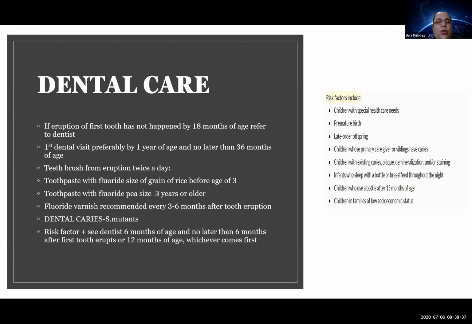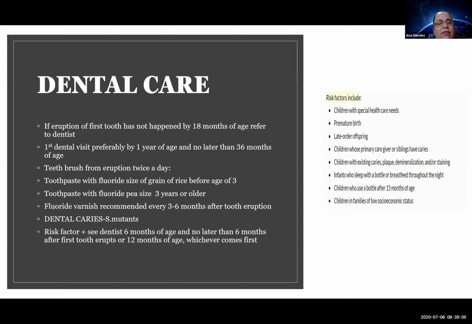So usually you have to tell your parents that as soon as they have any tooth out, they should brush from eruption twice a day, even if it's one tooth. Toothpaste with fluoride, the size of a grain of rice before the age of 3, and then pea size after the age of 3. And fluoride varnish is recommended every 3 to 6 months after tooth eruption to prevent cavities. Hopefully someday we'll be able to do it in our clinic.